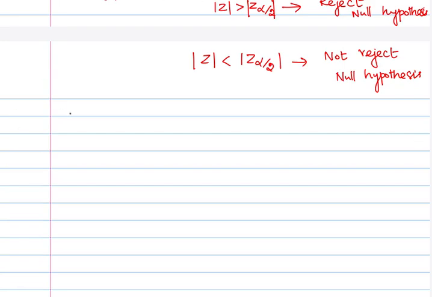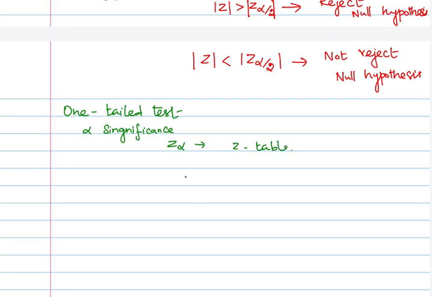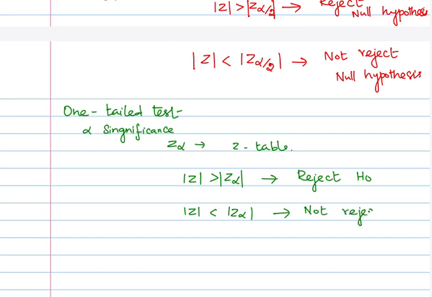Suppose it's a one tail test. One tail test means you calculate z alpha from the z table for the given significance level alpha. If mod z is greater than z alpha, you reject H naught, the null hypothesis. Suppose mod z is less than mod z alpha, then do not reject. The null hypothesis, you address simply as H naught.